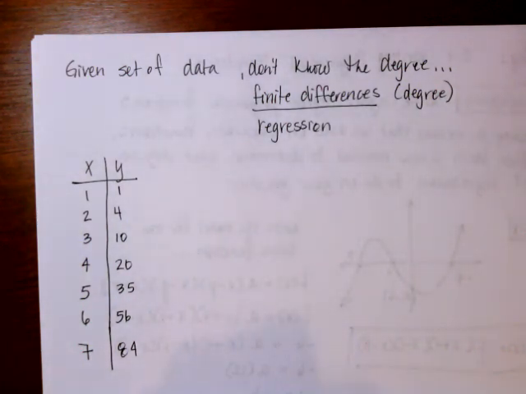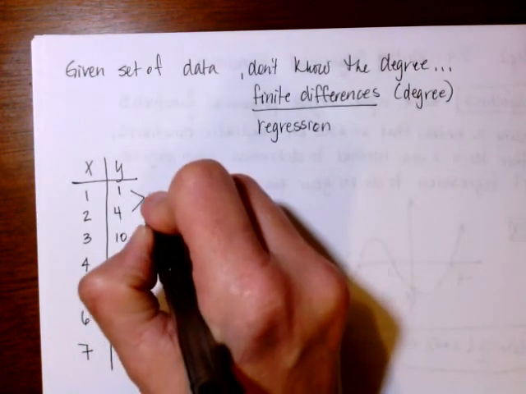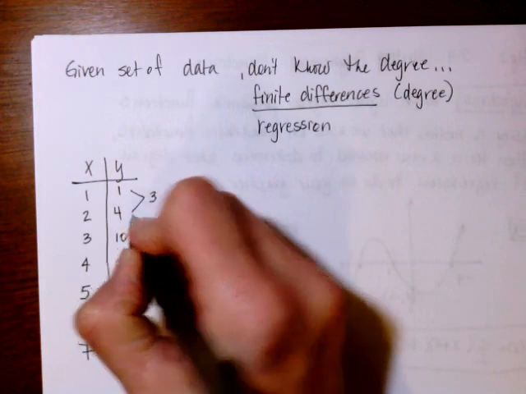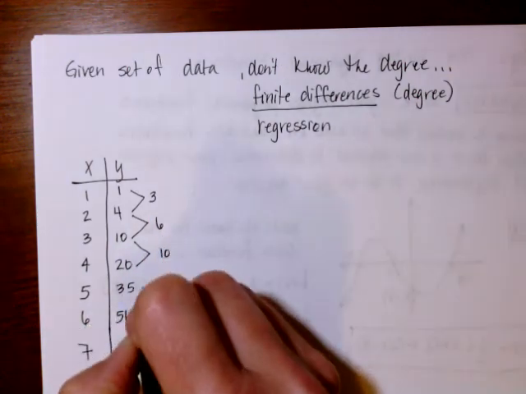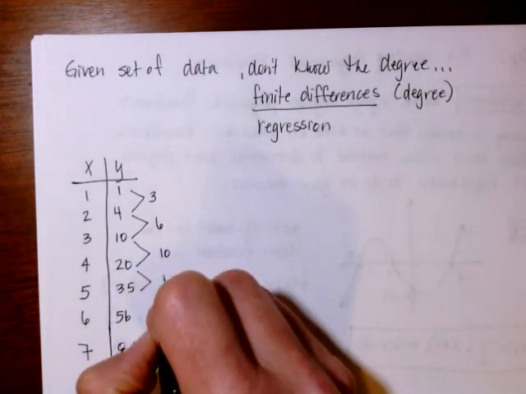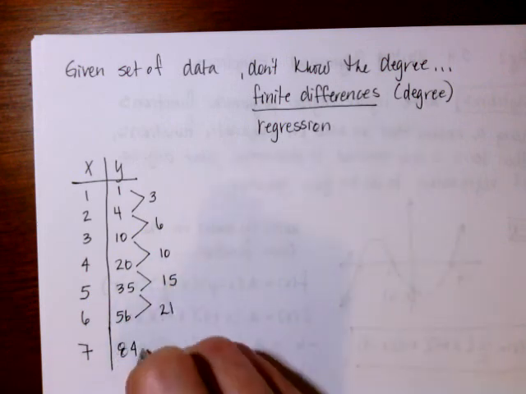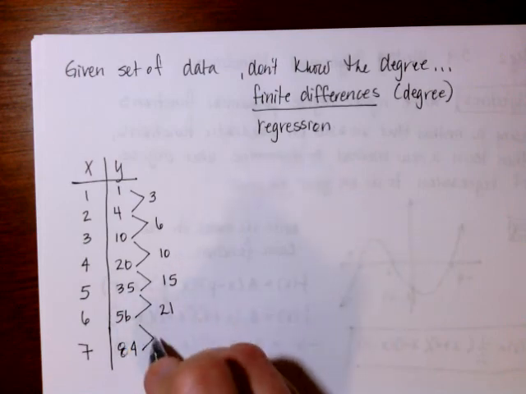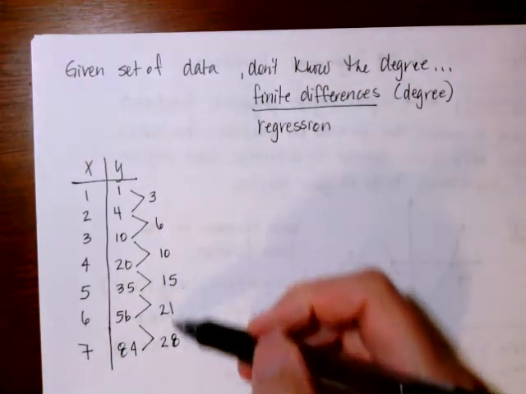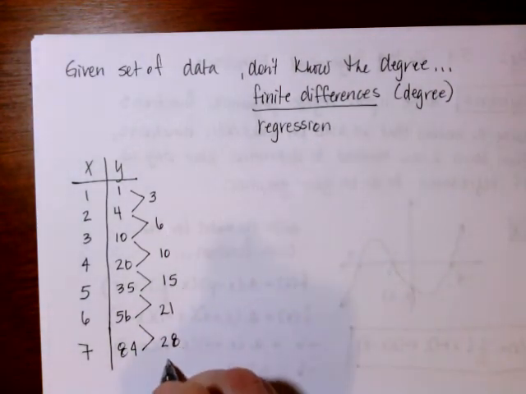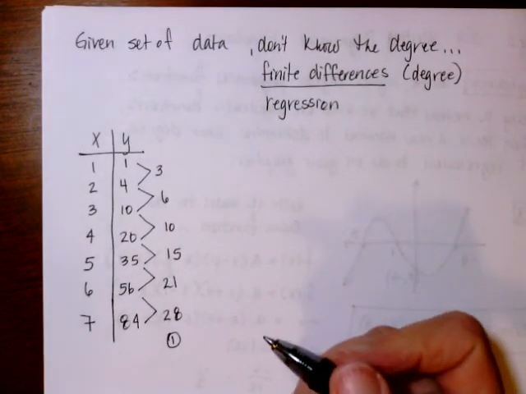So here's the way the finite differences works. I think it'll be easiest to show you an example. So first I'm going to subtract. I'm going to do 4 minus 1, and I'm going to get 3. 10 minus 4, and I'm going to get 6. 20 minus 10, and I get 10. 35 minus 20, and I get 15. 56 minus 35, I get 21. And 84 minus 56, and I get 28. If all of those numbers had matched, then I would know that that's a first degree polynomial. But all those numbers did not match, so we're going to do it again.